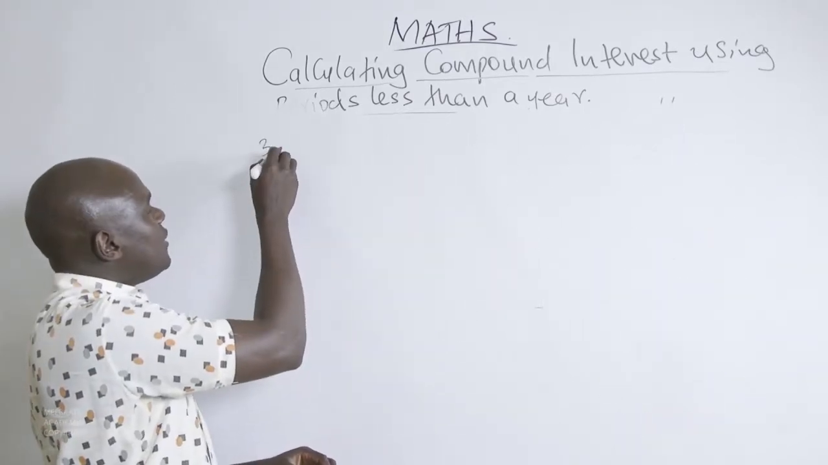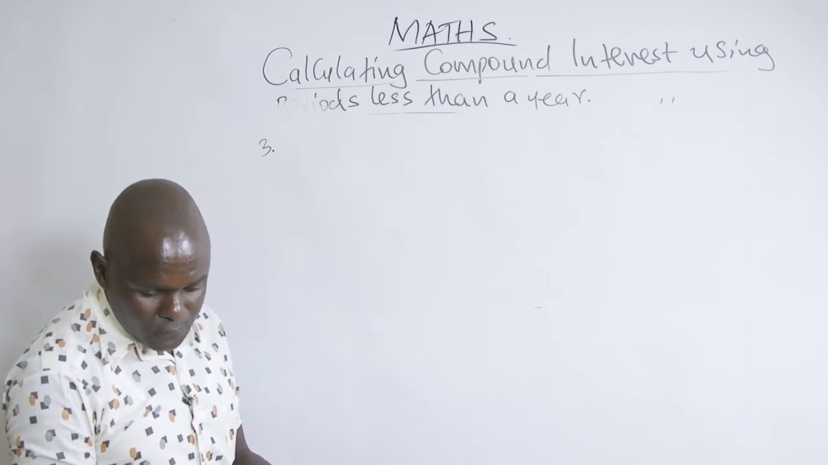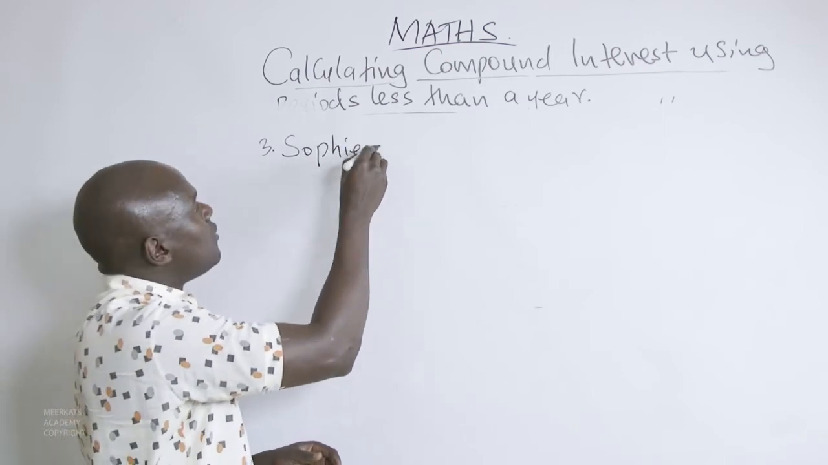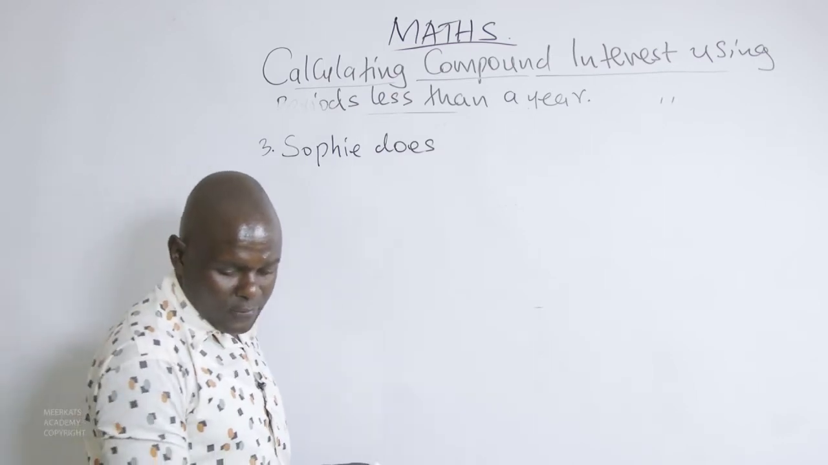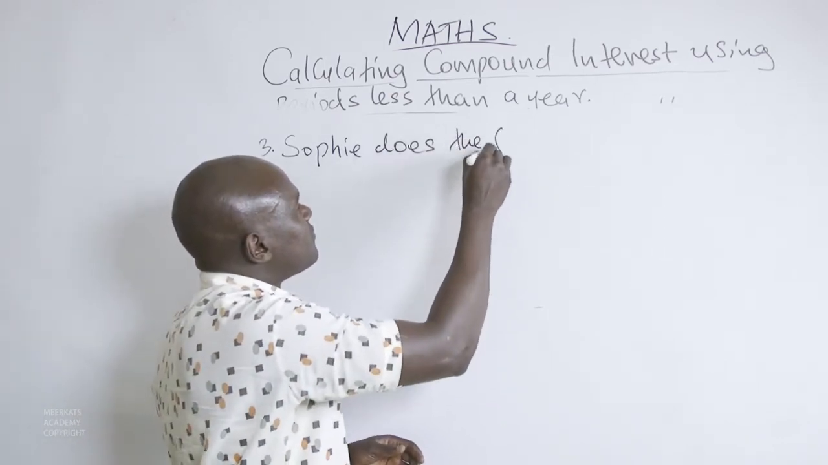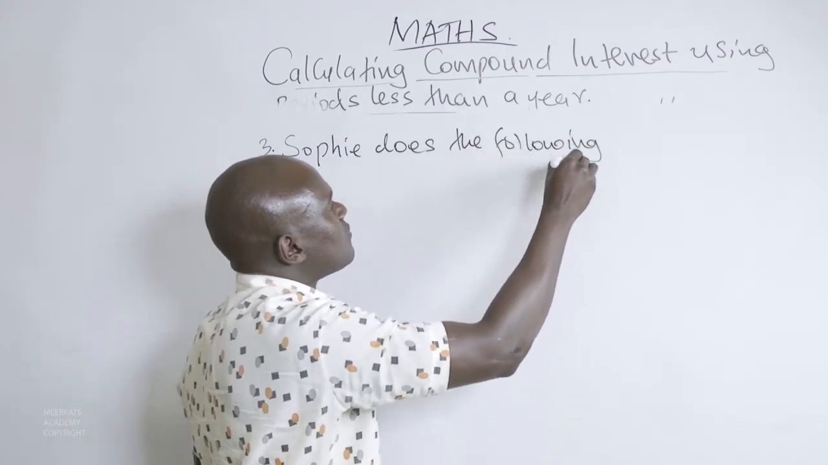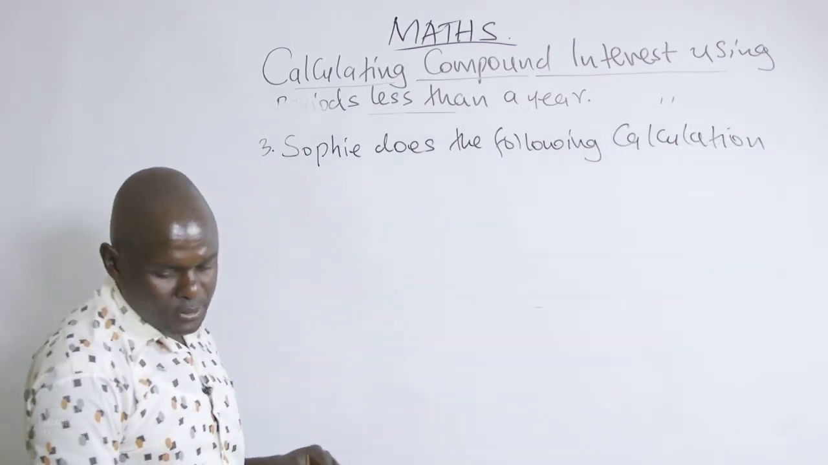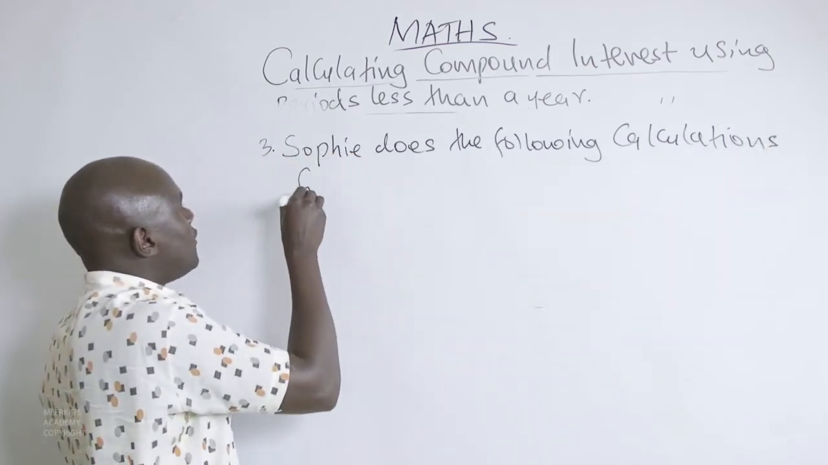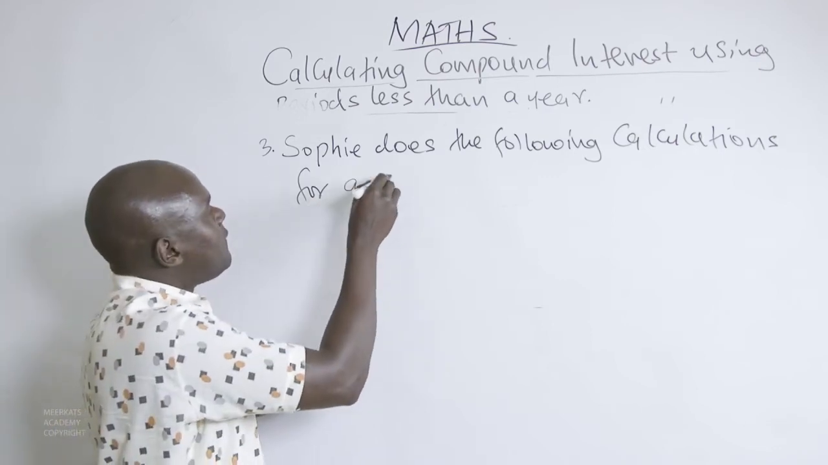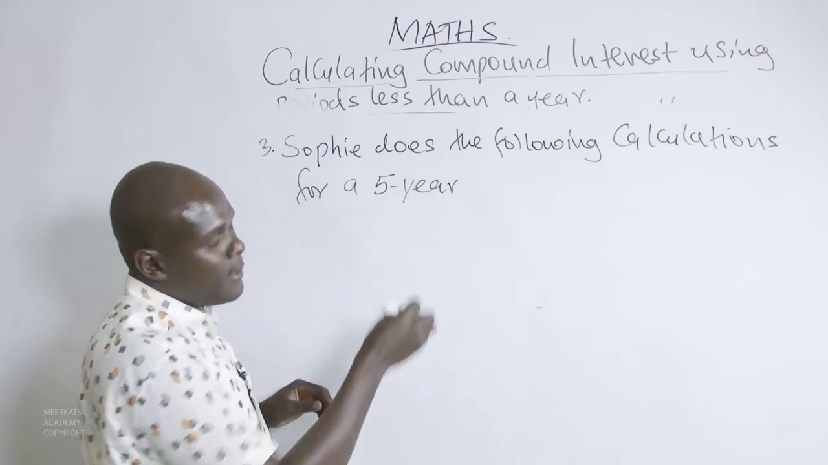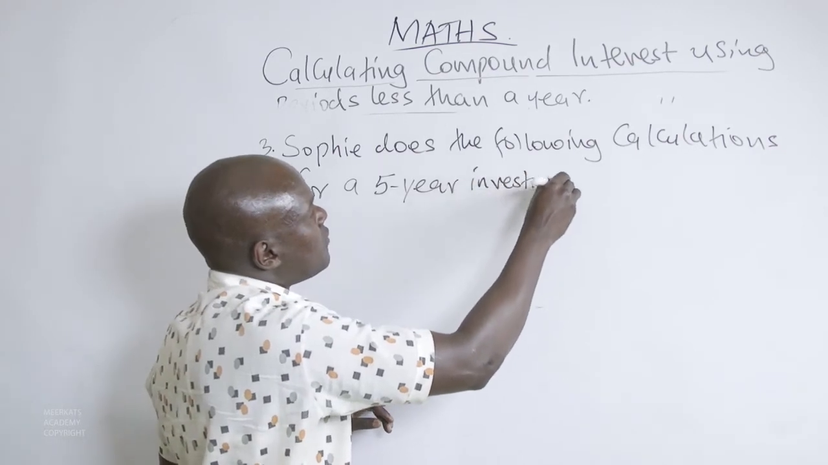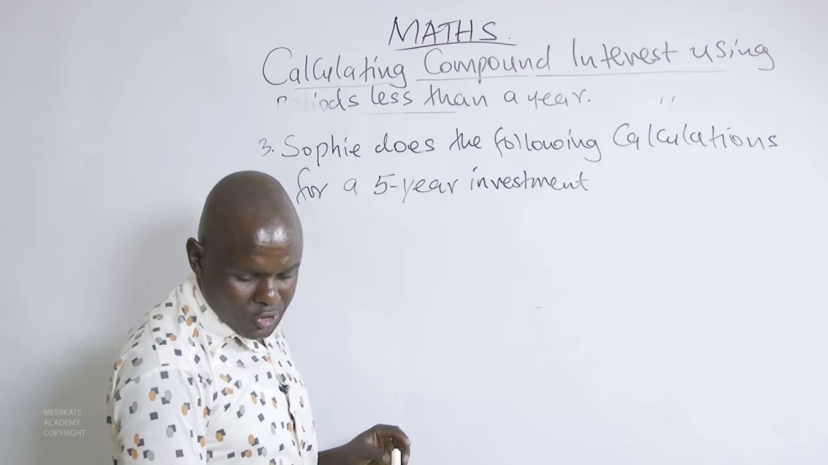We have a person by the name Sophie. Sophie does the following calculations for a 5-year investment that she is considering.